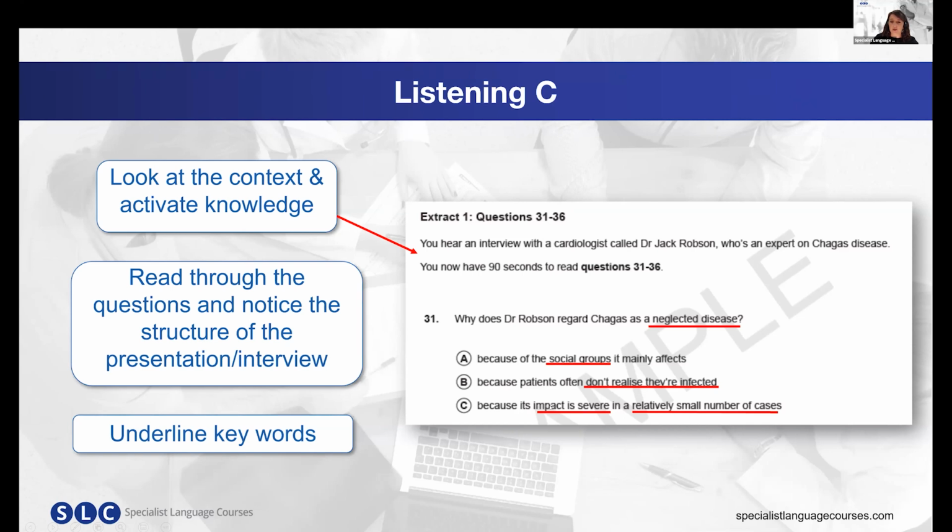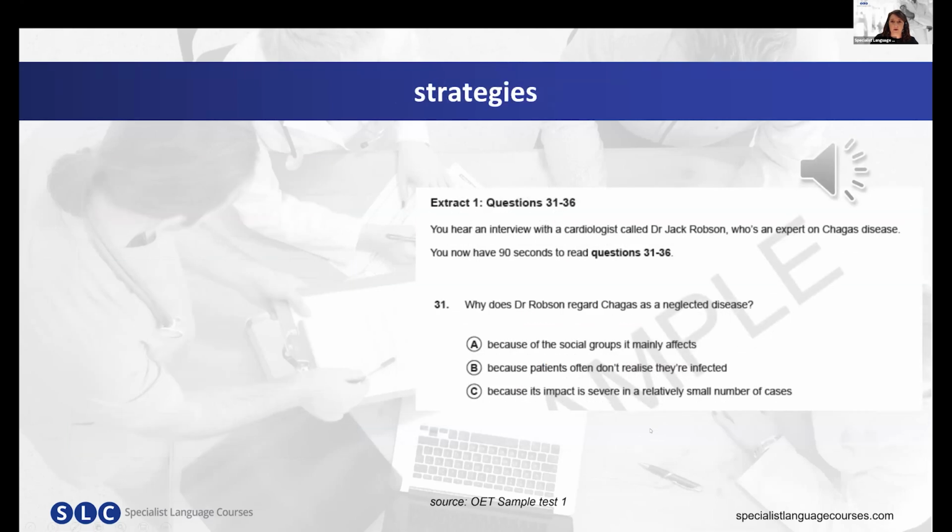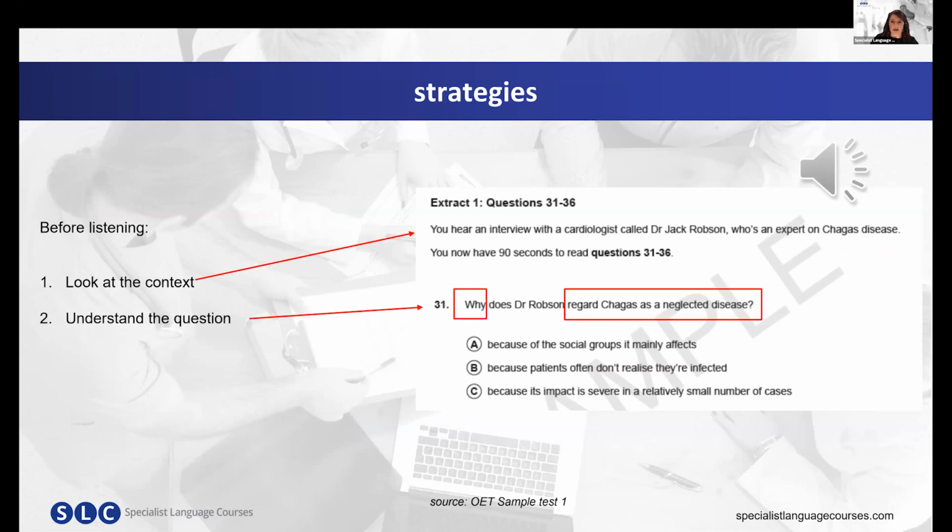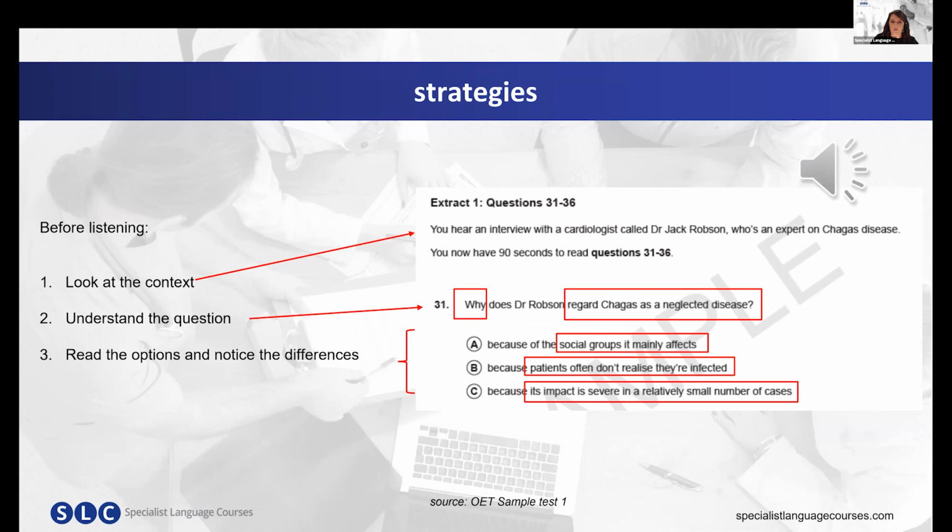number of cases. So again, we go back to our question and we work out, is this the reason it is a neglected disease? Okay. So we have looked at our question. We have underlined our keywords. We have noticed the differences. So now what we're going to do is we're going to listen.